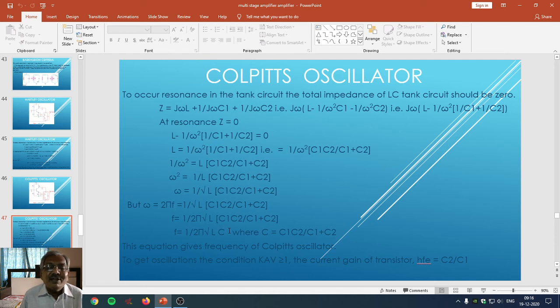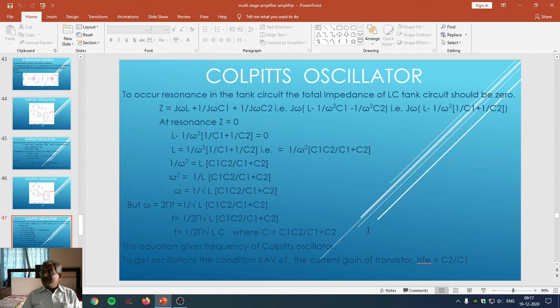Friends, this is what we call the frequency of the Colpitts oscillator, which clearly indicates that frequency is going to depend upon inductance and capacitor, and this C is going to depend upon C1 and C2 in the tank circuit, which can be calculated as C equal to C1 C2 upon C1 plus C2. Thus, at resonance, this frequency will be maximum, and that is what we call the frequency of the oscillatory circuit.